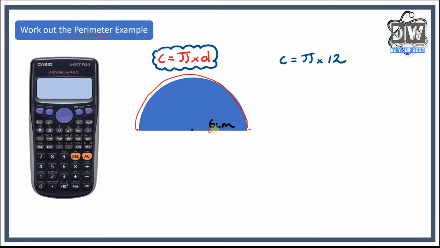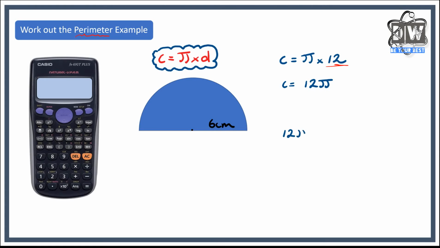So this is the radius here, and it's double that. That's where we get our 12 from. So we end up with C equals 12 pi. The circumference of the whole shape is 12 pi. We leave it as 12 pi because it really helps us. But we're only having half of a circle, aren't we? Because 12 pi would be the full distance round a full circle, and we only want half of that.